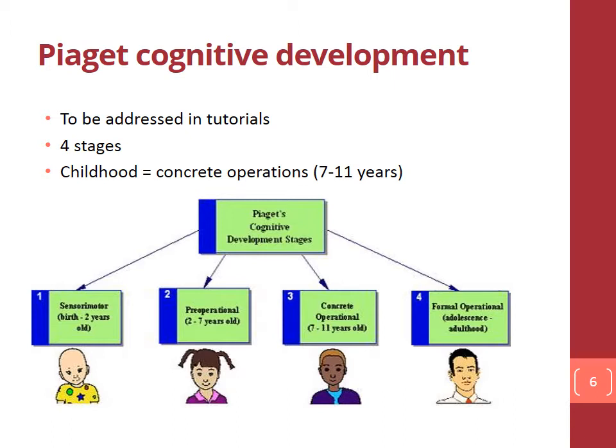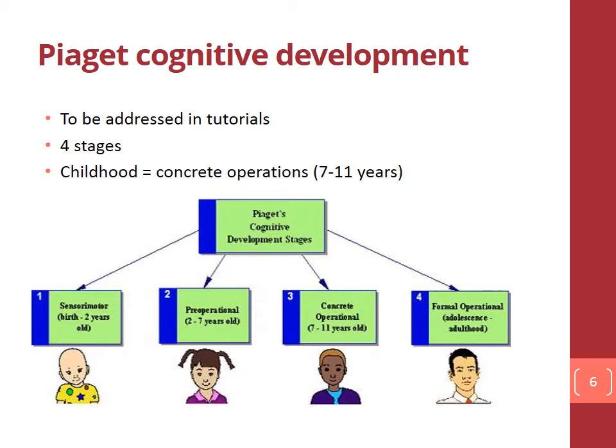Piaget's theory of cognitive development is going to be covered as a whole in tutorials this week, and there are 4 broad stages. The stage of childhood is actually called concrete operations, so I'll just quickly run through them so that you can locate both this week's topic and the essay topics within Piaget's model. If you were writing about the midwifery topic, the sensory motor stage is from birth to 2 years, and I've already addressed that in the previous lecture.